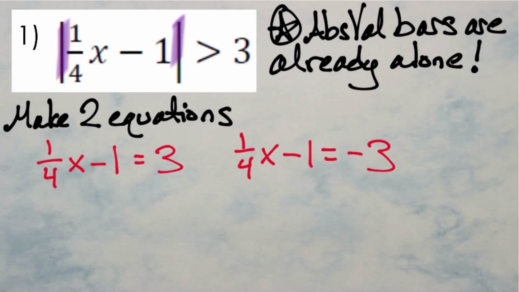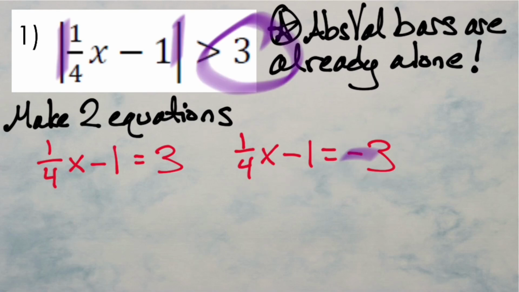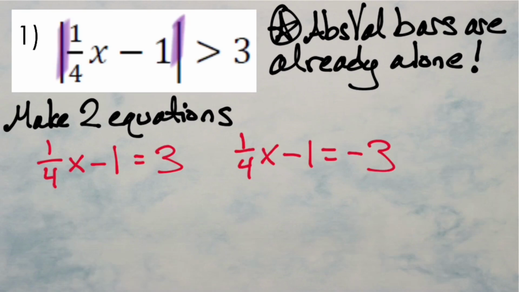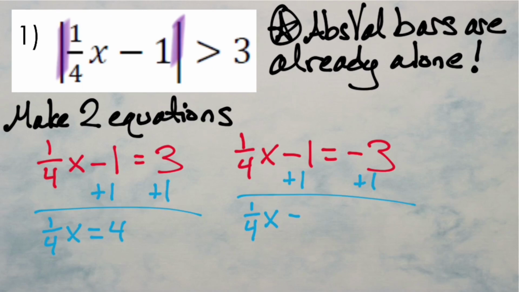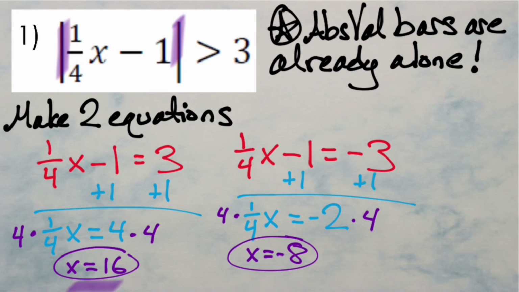You drop the bars, and then one of them is equal to the number that you see there, in this case, the number 3, and then you make the exact same equation with the same 1 over 4x minus 1, but you make it equal to the negative of whatever the number was that you started with. So one is going to be positive, one is going to be negative. So now that we have our two equations, you just solve normally. So you would add 1 to both sides. In both of these cases, you might as well do them both at the same time. Multiply both sides by 4, and you get x equals 16 and x equals negative 8.